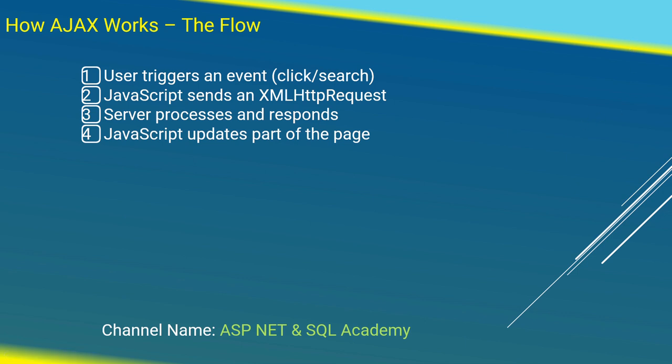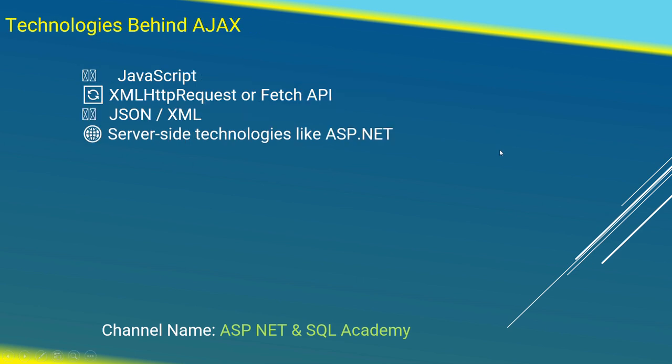AJAX depends on a few key pieces: JavaScript to send and receive requests, an object like XMLHttpRequest or the newer Fetch API, and data formats like JSON. It works with any backend including ASP.NET.